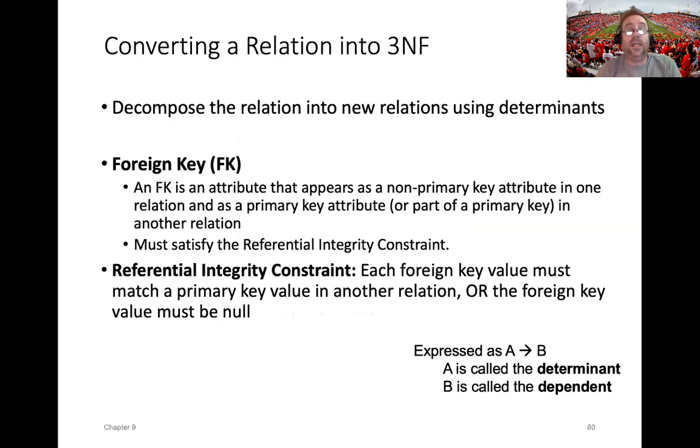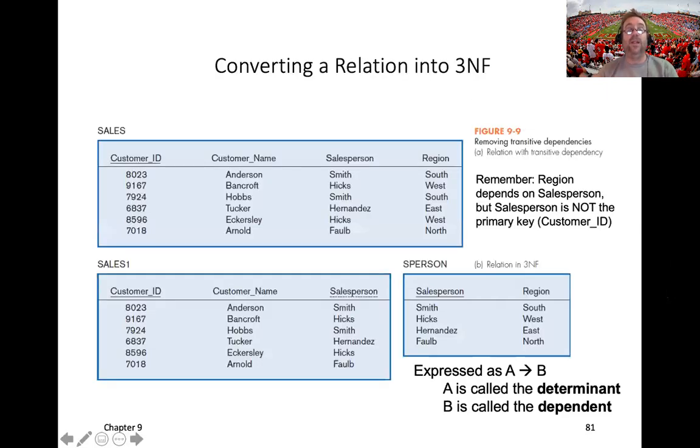A foreign key is an attribute that appears as an attribute that is not a primary key in one relation and a primary key in another relation. And it must satisfy the referential integrity constraint, which says each foreign key value must match a primary key value in another relation, or the foreign key must be null. Let's look at an example as the best way of understanding it.